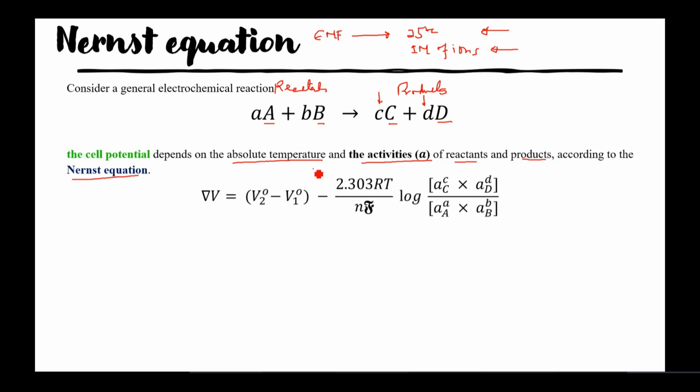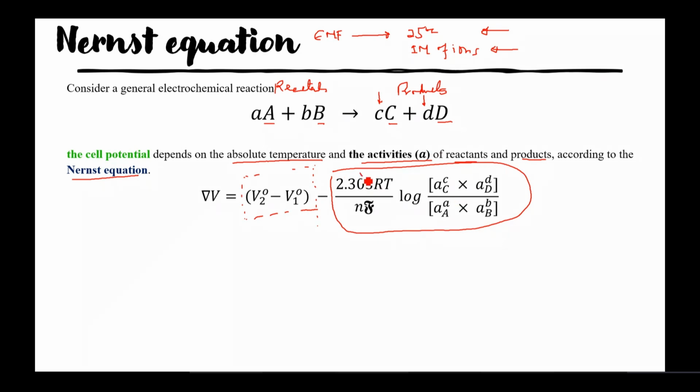So far you had seen this part of the equation, which is for the standard conditions: V2 standard minus V1 standard, or V cathode standard minus V anode standard. That is what you had seen so far. This portion basically deals with the condition that deviates from the standard portion.